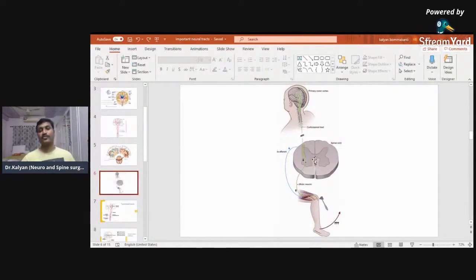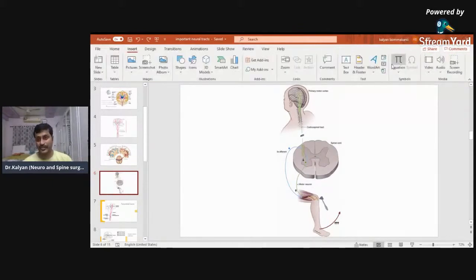This is also basically a revision. I wanted to revise the concept of lower motor neuron and upper motor neuron. What did I say? This entire one is the reflex arc. That is the sensory fiber from the receptor through the dorsal root ganglion, through the dorsal horn, reaching the spinal cord, and this is a motor nerve reaching the muscle.